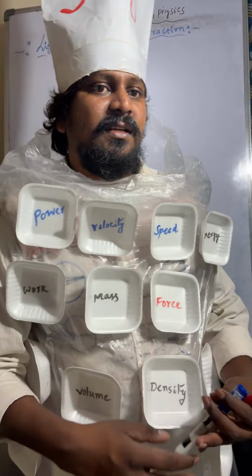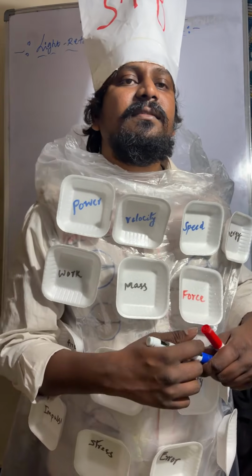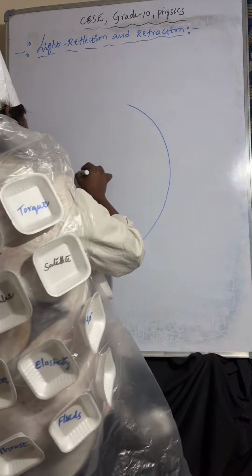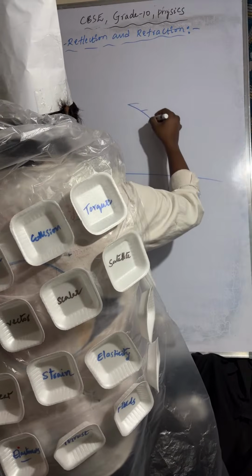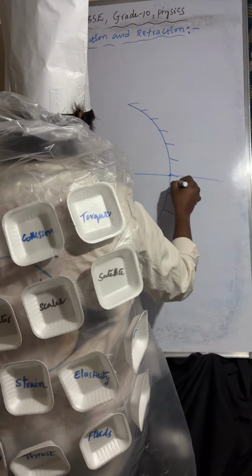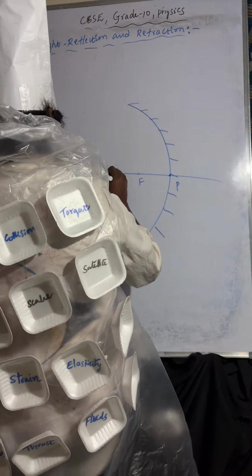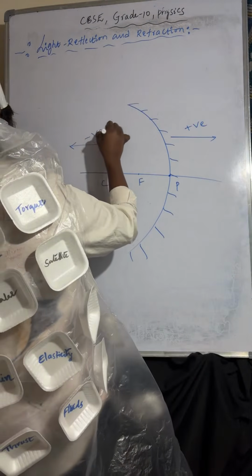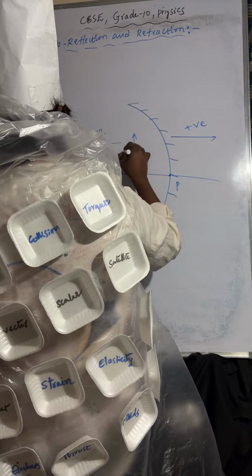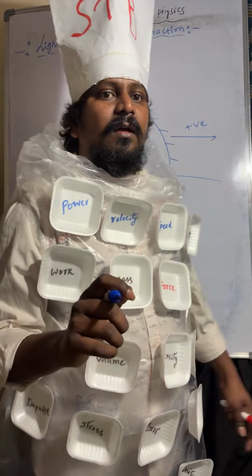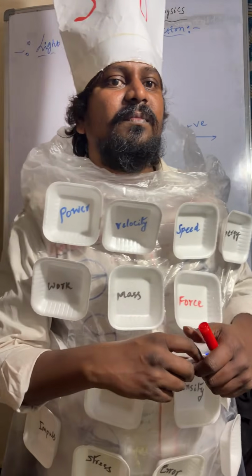Sign conventions. New Cartesian sign convention. All distances are measured from the pole, focus, center of curvature. In the direction of incident rays, all are positive. Opposite to incident rays, all are negative. Above it is positive and below it is negative. Okay, so all distances are measured from the pole.